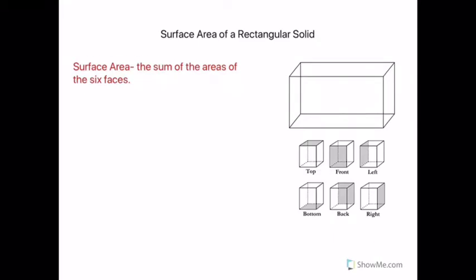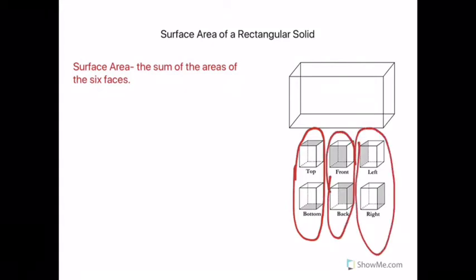So here you can see shaded for you the top, front, left, bottom, back, and right side of a rectangular solid. We need to find all of those areas and then add them together. But there's good news. The top and bottom are going to be the same. Front and back are going to be the same. And then the left and right are going to be the same. So that can help us simplify the formula down a little bit.